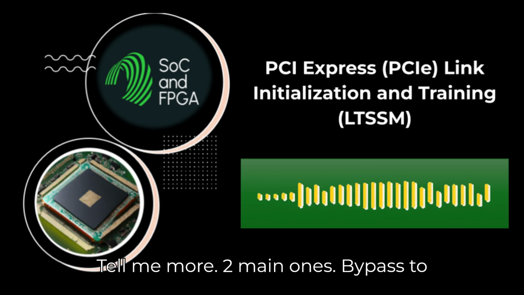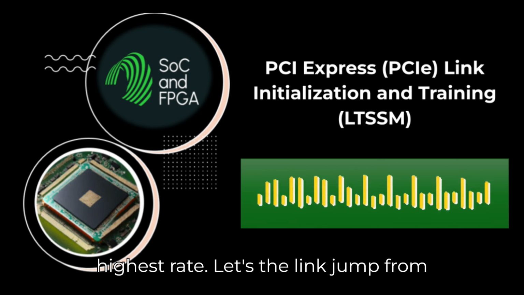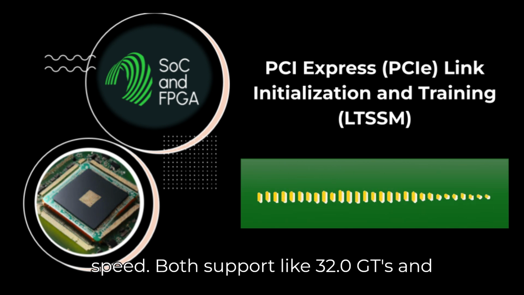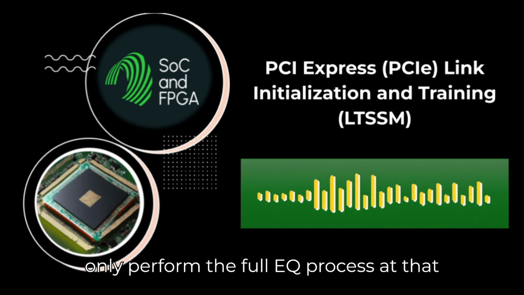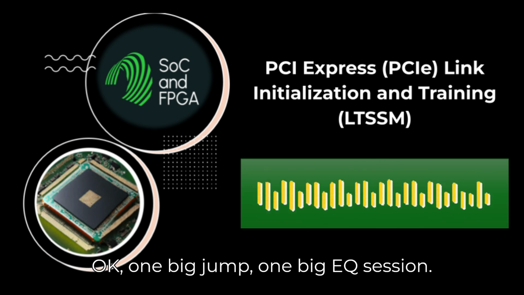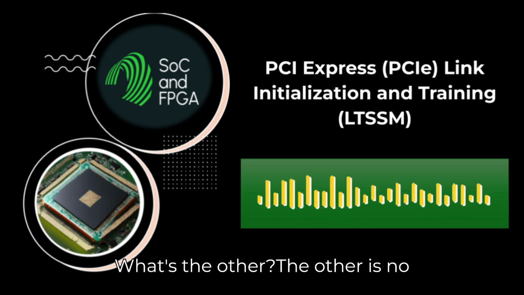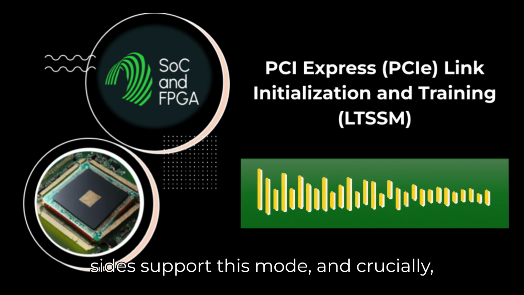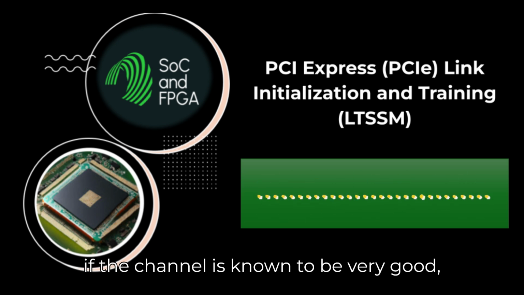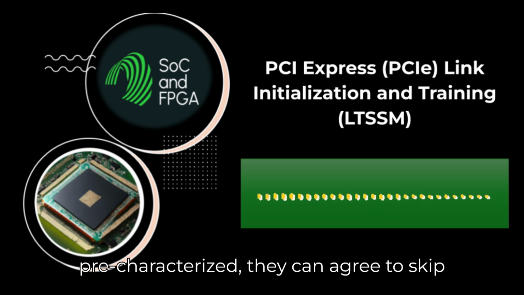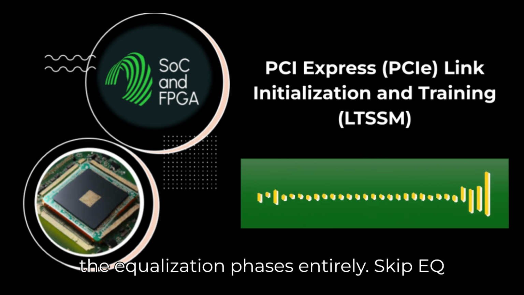Bypass modes. Tell me more. Two main ones. Bypass to highest rate lets the link jump from, say, 2.5 GT/s directly to the highest speed both support, like 32.0 GT/s, and only perform the full EQ process at that final speed. Much faster link training. Okay, one big jump, one big EQ session. What's the other? The other is no equalization needed. If both sides support this mode, and crucially, if the channel is known to be very good, maybe super short traces or it's been pre-characterized, they can agree to skip the equalization phases entirely.